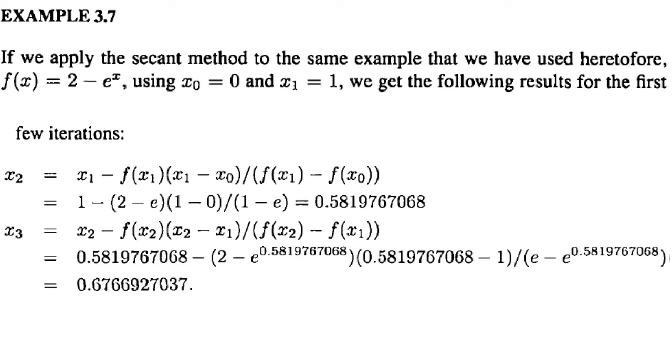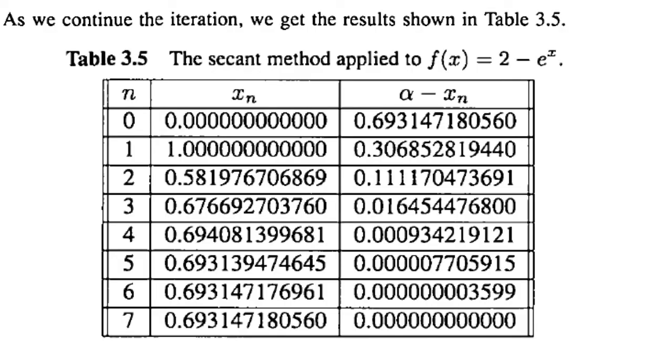So similarly, students, you can find the other iterations, and if we continue in this way, you get these values. When n is equal to 0, xn is equal to this one. For n is equal to 1, these are the first two initial guesses. So 0 and 1 are the two initial guesses. The second iteration gives you this value, the third iteration gives you this value, fourth this one, fifth this one, sixth this one, and seventh this one. Similarly, you can find out the other values.